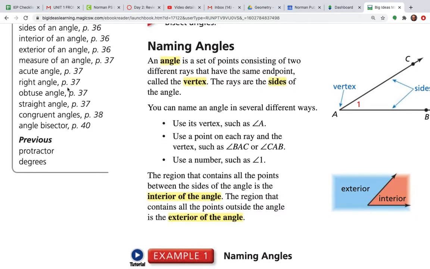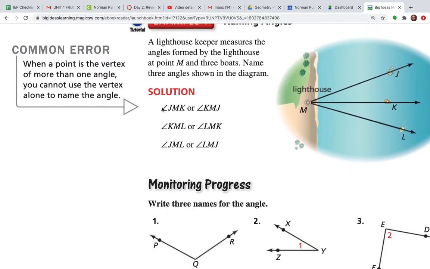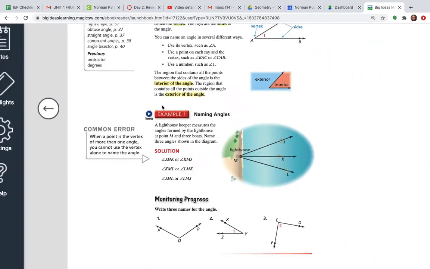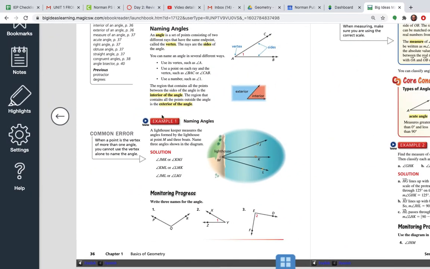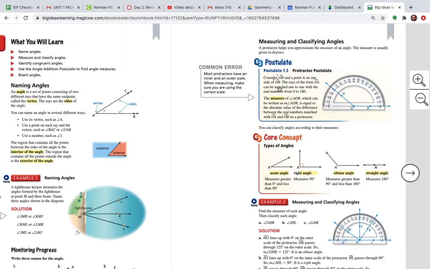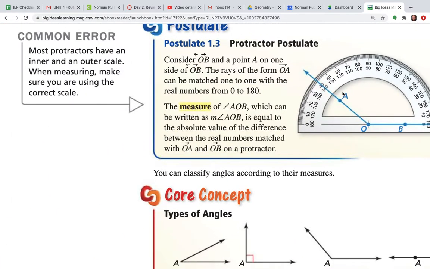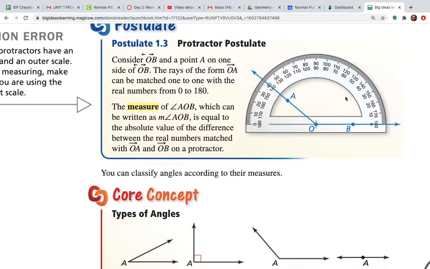So you can go through a couple of the others of these. Measure of an angle, let's go ahead and look at that. Zoom it back out. It says measure of an angle is on page 37. Let's go take a look. So this is called a protractor. You won't need one for this class, but you need to know how they work. I'm not going to make you measure angles, but I will make you find the measure of angles, and we're going to talk about that here in a minute.